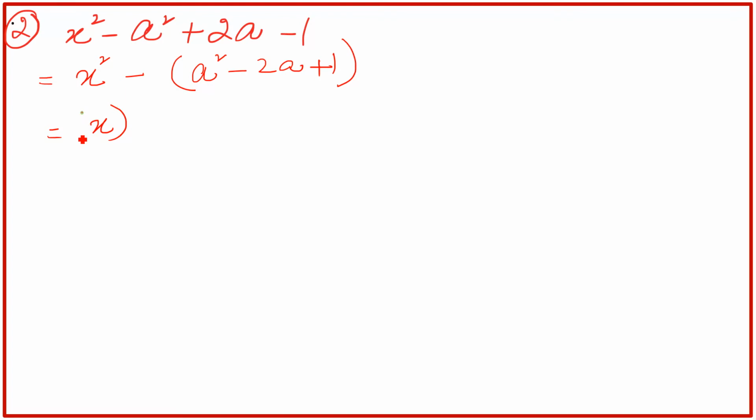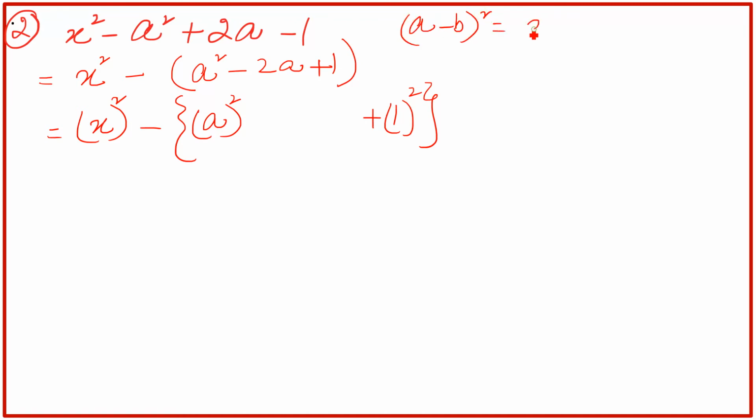So this is x square, right? And minus, see, can we take the square of the first term? Yes, we can. Can we take the square of the last term, 1 square? Yes, we can, right? If it is the square of the first term, the square of the last term, and in the center we have negative 2ab, right? So this is (a minus b) whole square, which is equal to a square minus 2ab plus b square.